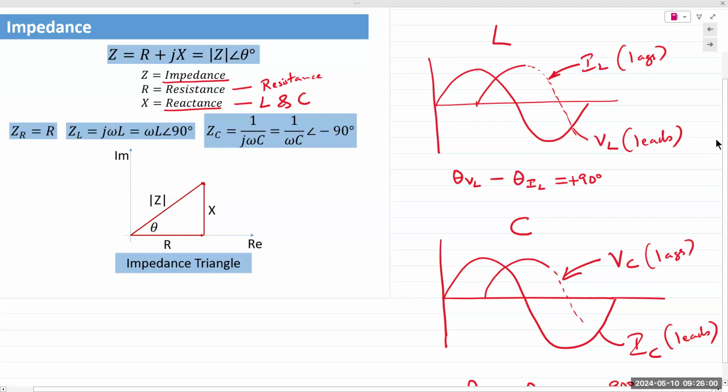Capacitors and inductors do not have resistance. We are talking about ideal inductors and ideal capacitors. They do not have resistance. They only have reactance. Remember, they do not oppose the flow of current, not directly. They oppose any change in the current or voltage. So that is mathematically represented with reactance.